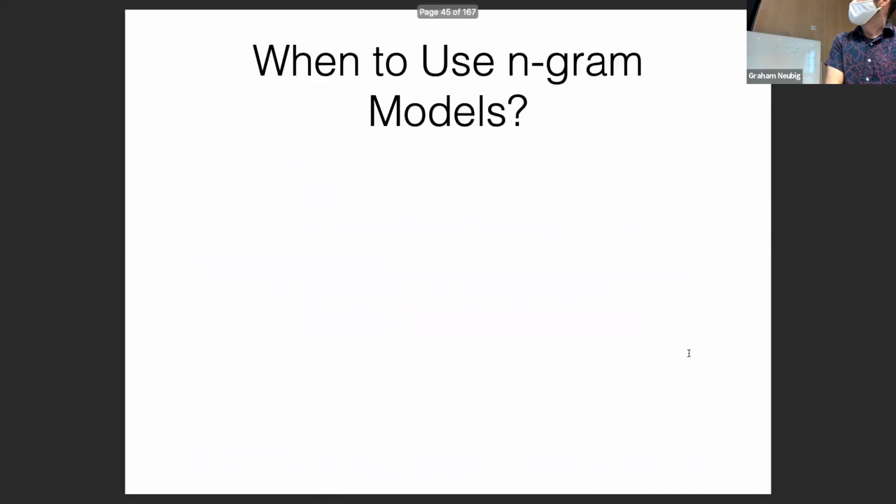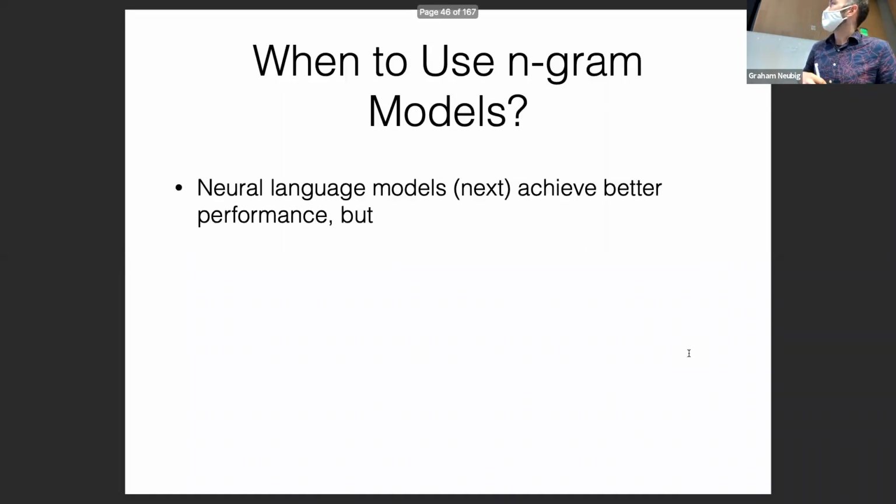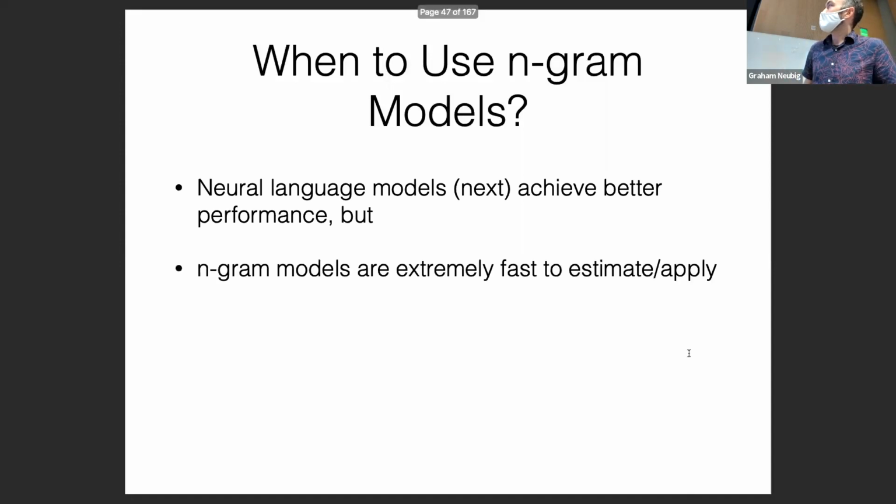Okay. So I think most of the time you will not be using these sort of count-based n-gram models. They're mostly useful for their intuition. However, there are a few times when I do recommend that you use them, despite the fact that neural models generally achieve better performance. N-gram models are extremely fast to estimate and apply because all you have to do is count and divide. The counting can be done completely parallelized. So you could parallelize it over millions of machines using MapReduce or something like this.